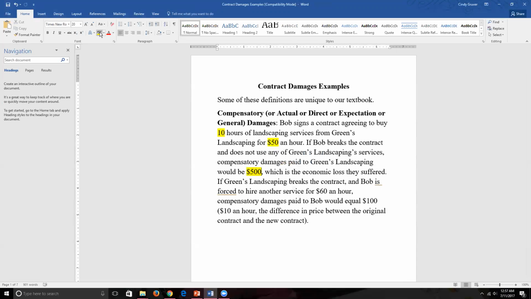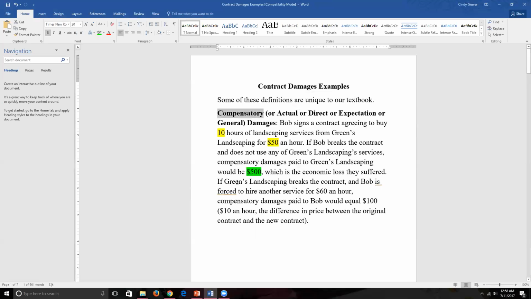But let's assume, for the sake of argument, that his workers are all salaried. Doesn't seem very logical, but let's just assume that that's the case. And so he actually doesn't receive any kind of reduction in his expenses when Bob doesn't actually use the services. That's our assumption, but it's maybe a little bit of a question mark whether that's actually how that would play out. But for the purposes of this assignment, we'll assume that Green's landscaping employees are salaried, and therefore Bob would clearly owe 10 times $50 in compensatory damages.